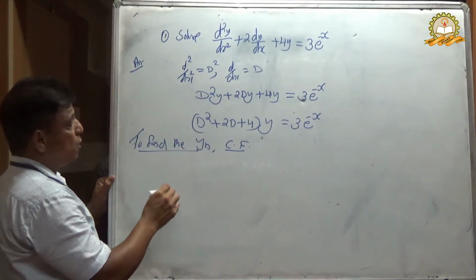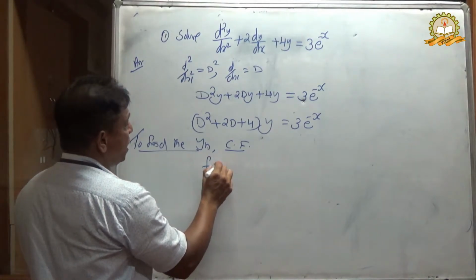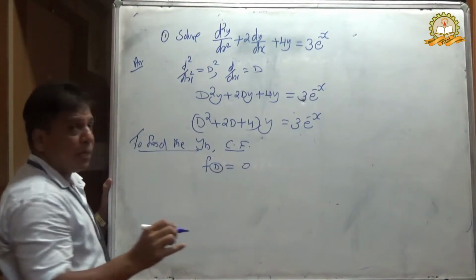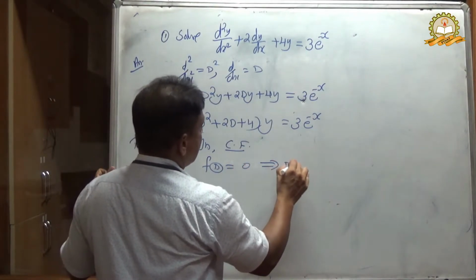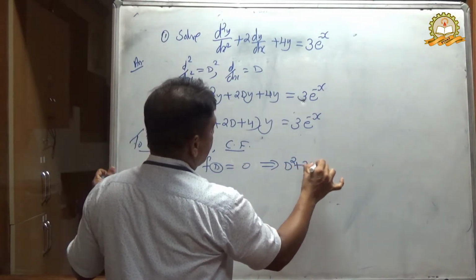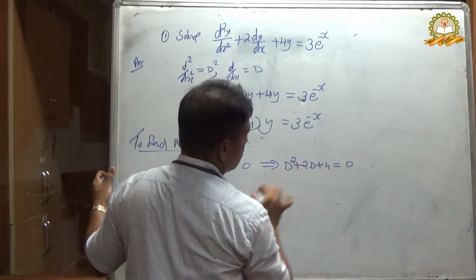To find the complementary function, f of D is equal to 0. The right hand side part is assumed as 0. F of D equal to 0 implies D square plus 2D plus 4 is equal to 0.